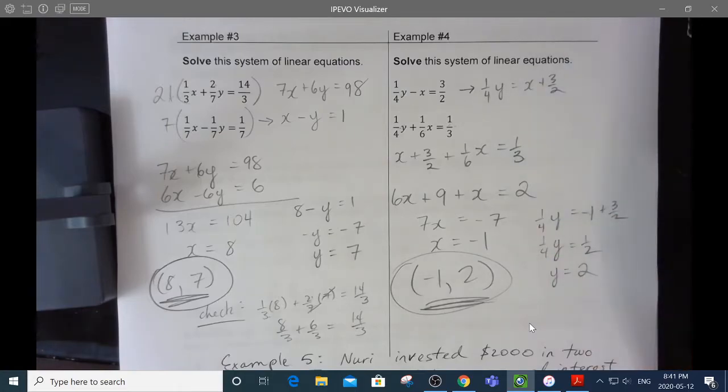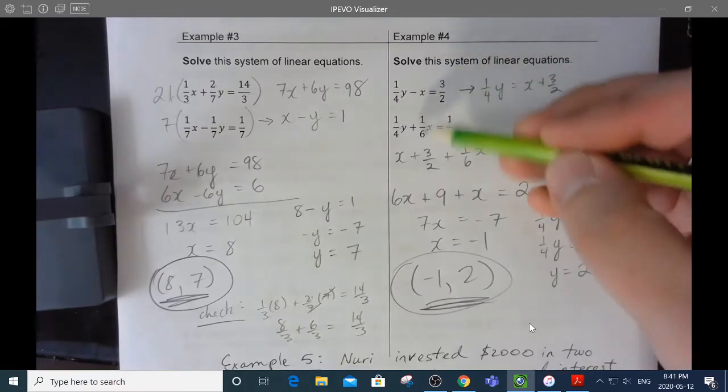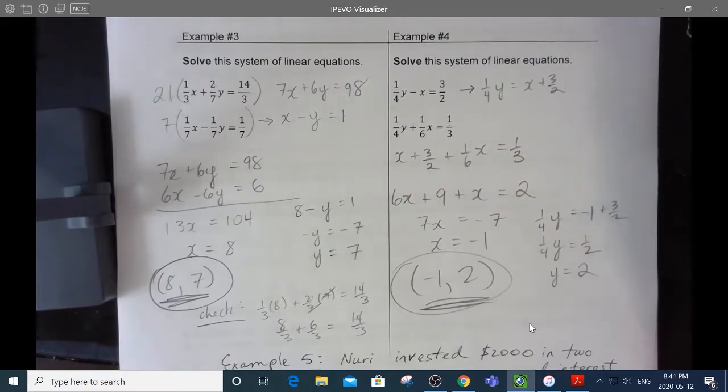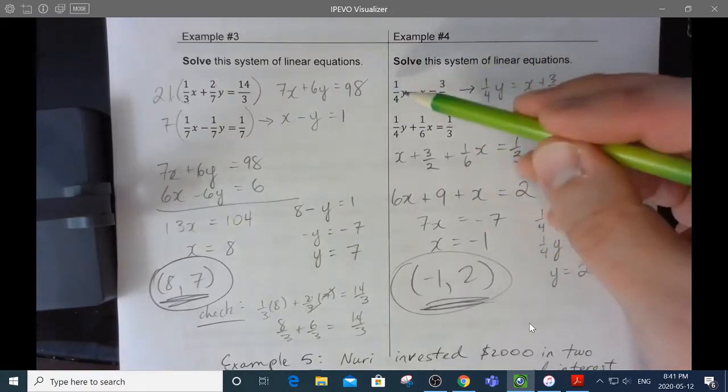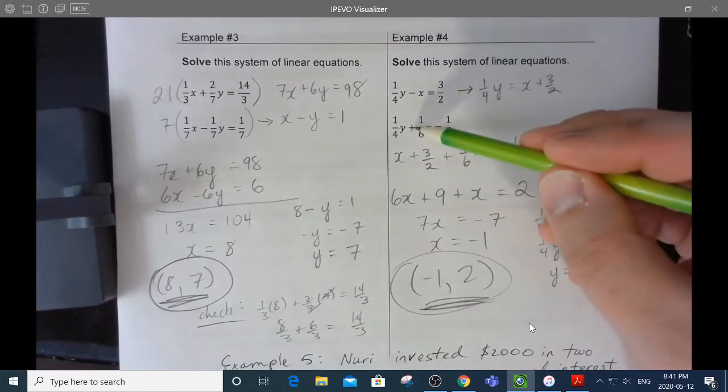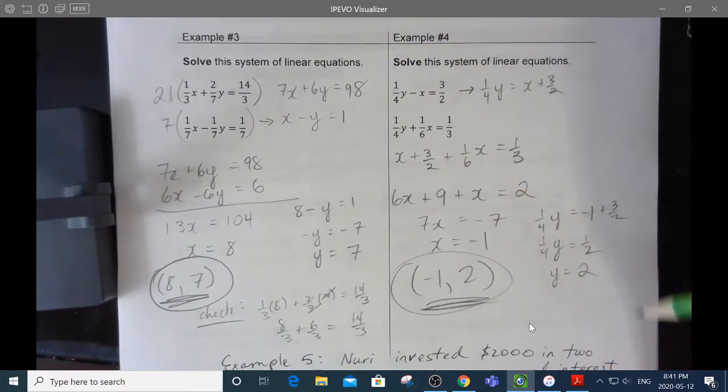So feel free to try this question and see if you get the same answer as me doing it a slightly different way. Subtract these equations from each other. Try multiplying this equation by 4 and this equation by 12, then working with them when there's no fractions. See if you come up with the same answer as me.